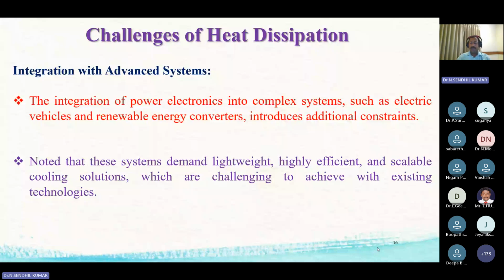So lightweight material should be used, and in that lightweight, highly efficient also should be there, and then scalable cooling solutions. All those things are some of the challenging tasks in dissipating the heat. I hope you understood, because in the compactness of the vehicle, more weight is a problem. Nowadays if we see cars, a light vehicle means more mileage will be there. So when you integrate power electronics with advanced systems, we have to take care of these materials also: lightweight components, highly efficient, all those things. This is another challenging task involved in heat dissipation.